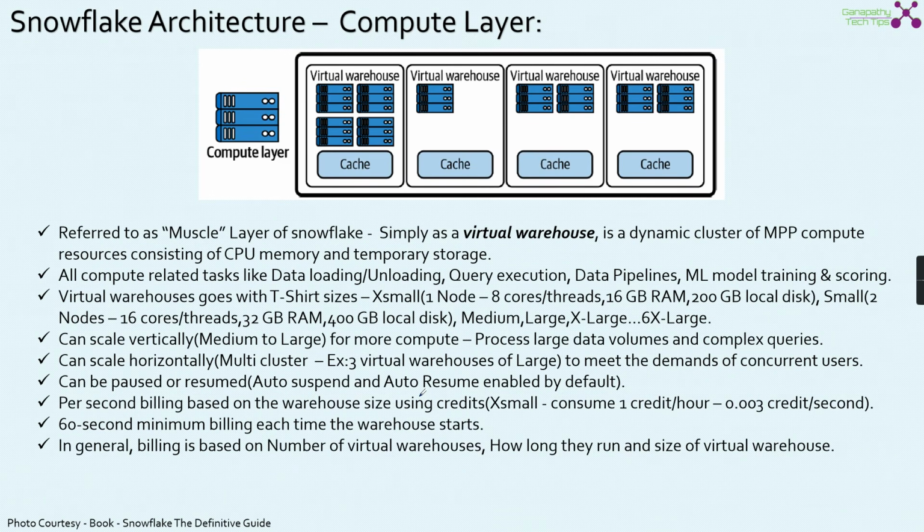When we discuss compute, this layer is represented by Snowflake as the muscle layer. Muscle is all about power. Whatever power you need to take the data out of the shared storage layer is provided to you in the form of a virtual warehouse. Again, an additional terminology in the warehousing concept.